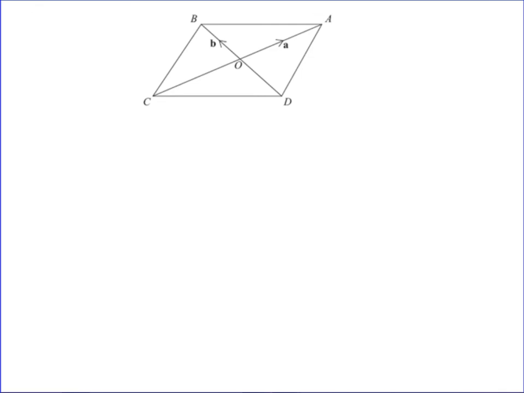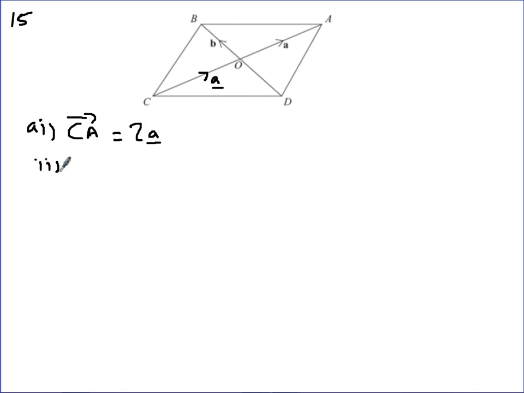Question 15. Quite a few bits to 15. So 15a I. Write down an expression in terms of a and b for CA. So C to A. Well, how do you get from C to A? Well, you know if that's a there, that's also going to be a. So C to A will just be a double movement of a.